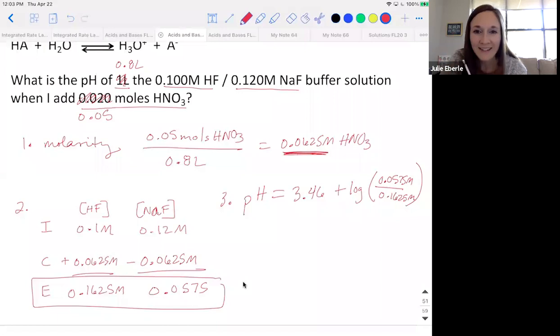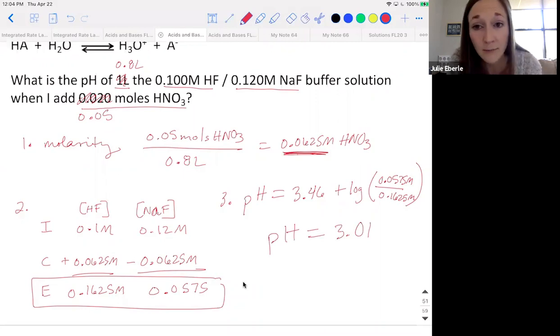Yet, Autumn, yet. You could not do one yet. Okay, I know stress levels are probably high right now. We need to calculate. Bradley said he got pH equals 3.01. Is that what you got? That completes a buffer problem.